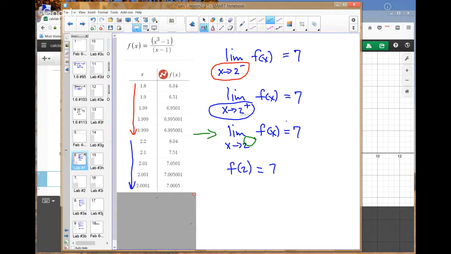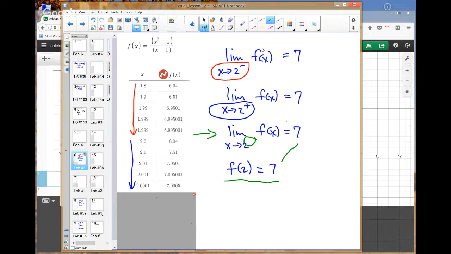So when you have a limit with no little plus or minus here, it means we checked it out from both directions. And it's kind of interesting to note that in this case, not only does the limit of the function approach 7 as x approaches 2, but you actually find the value of the function at 2. You notice these are the same. So this is pretty straightforward. But not all functions are like this.